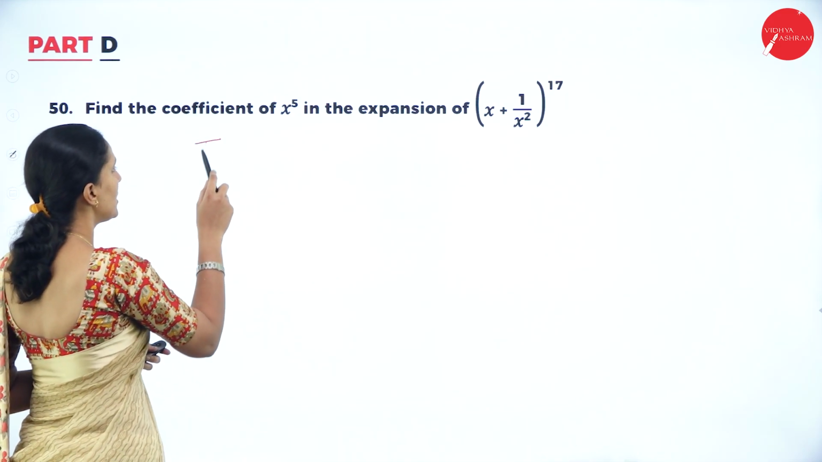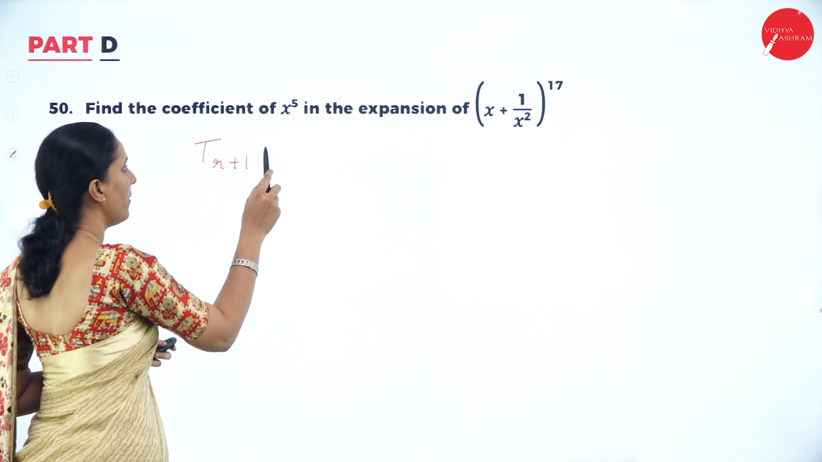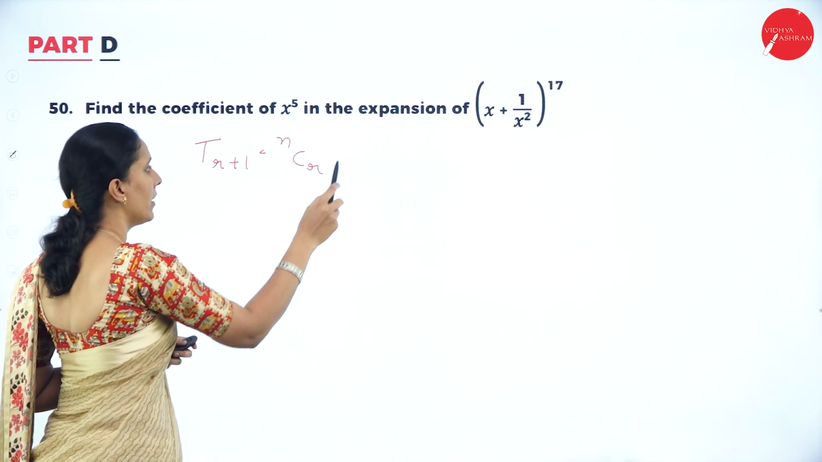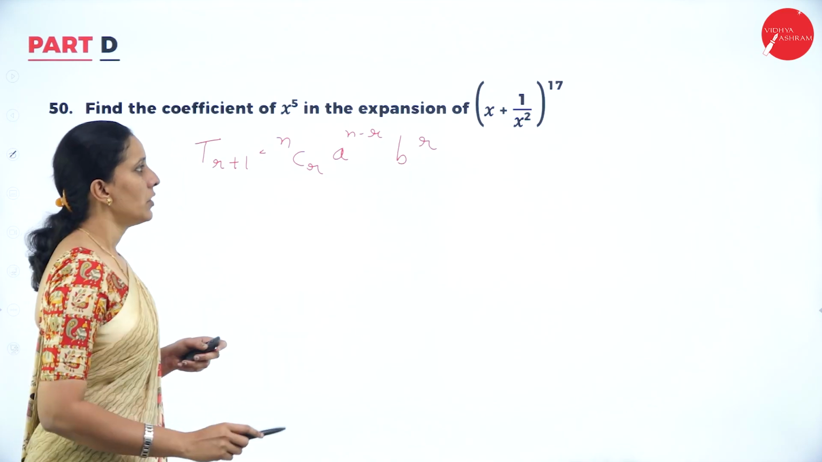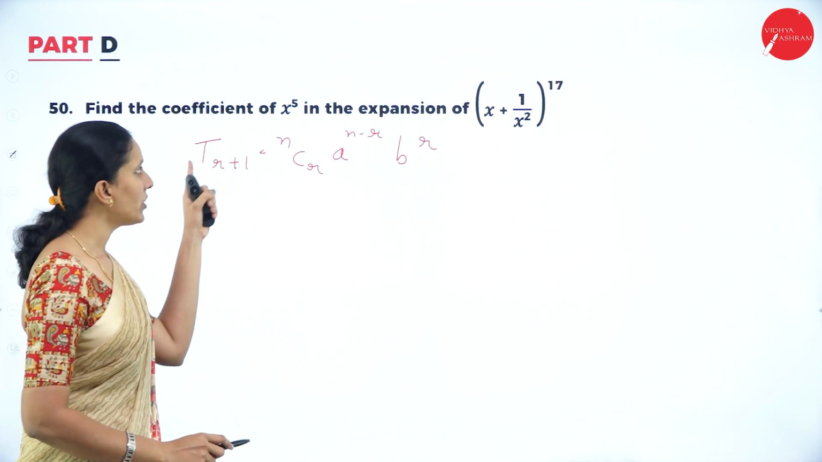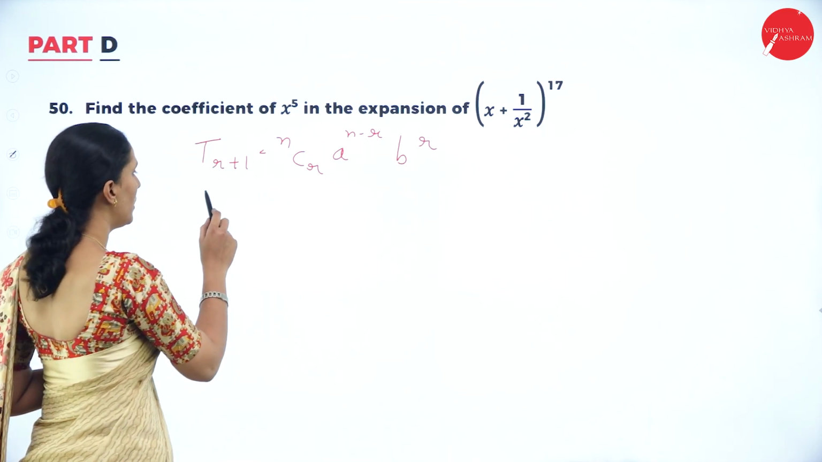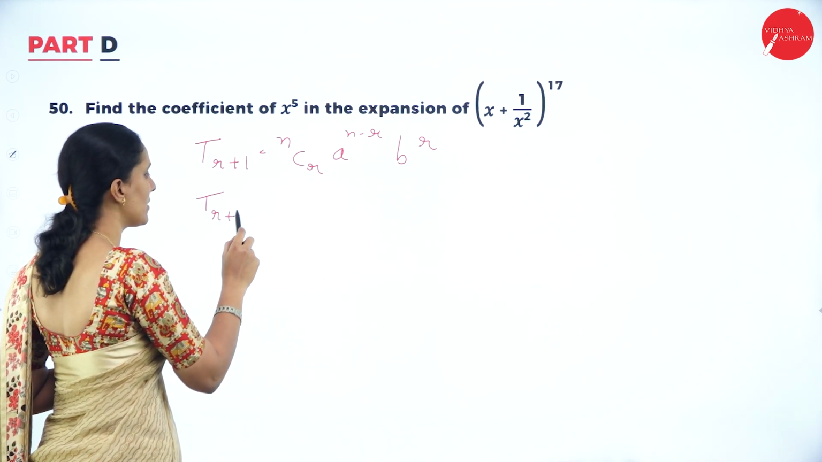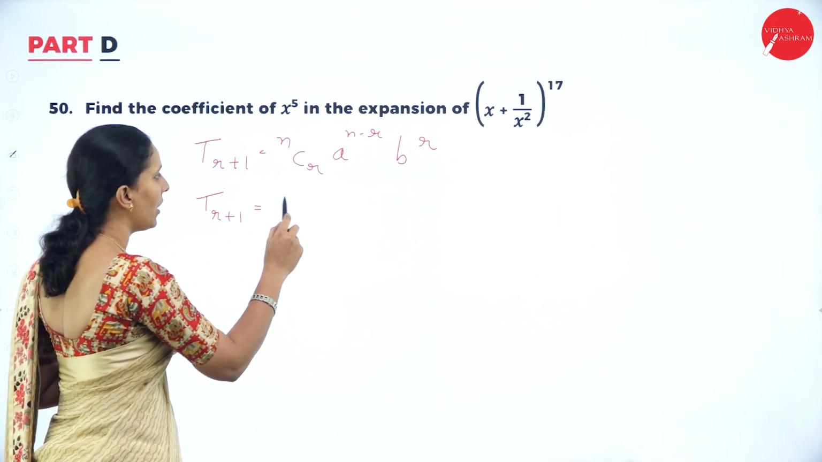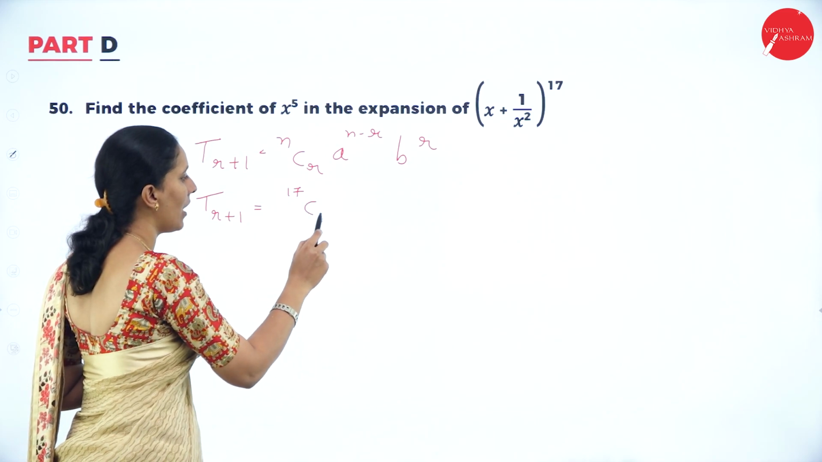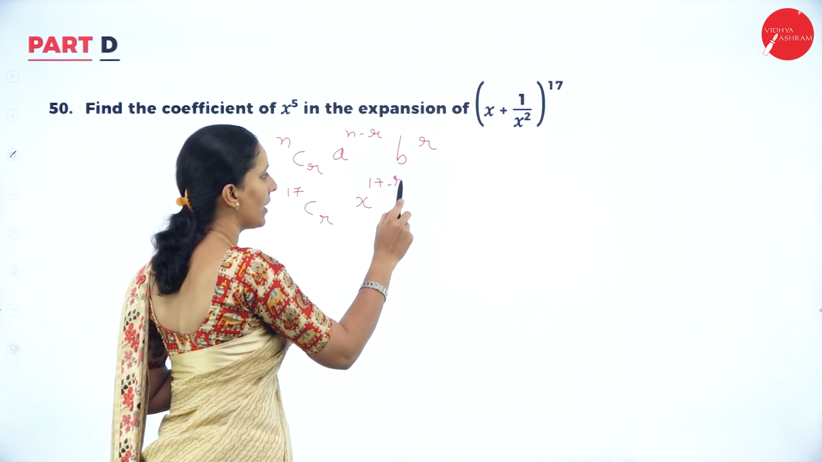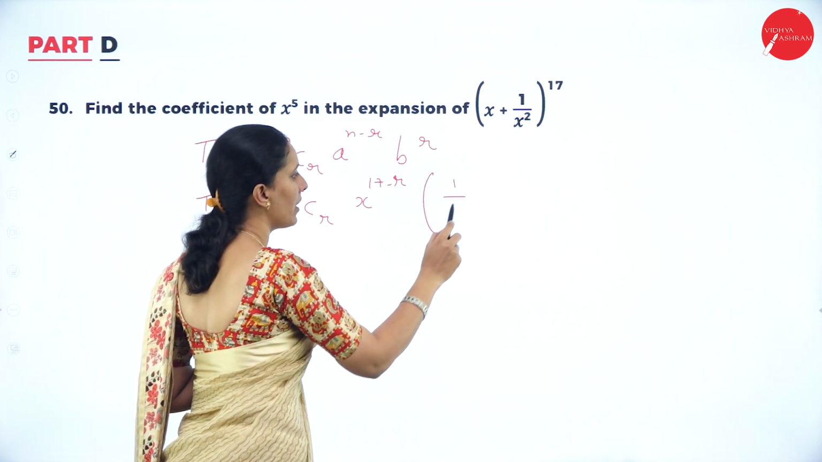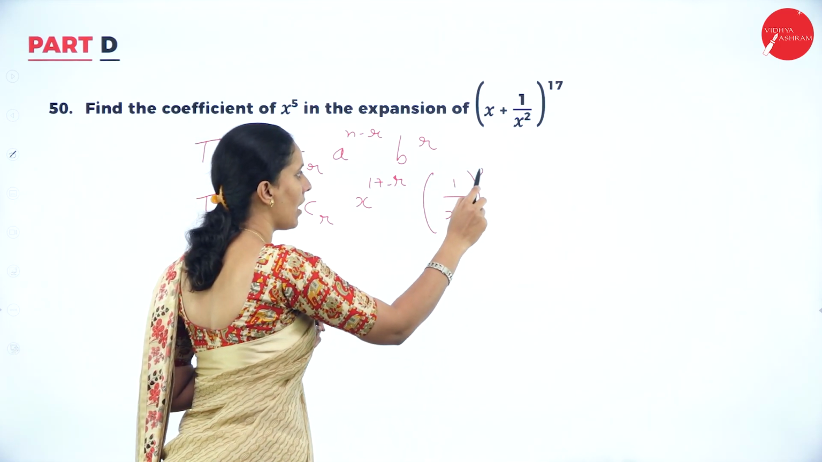So that is T r plus 1 is nCr a to the power n minus r b to the power r. Here we don't know which term we are finding, so let's write T r plus 1 as it is. We know n there, which is 17 C r. The value of a is x to the power 17 minus r here, and b is (1 by x square) whole to the power r.